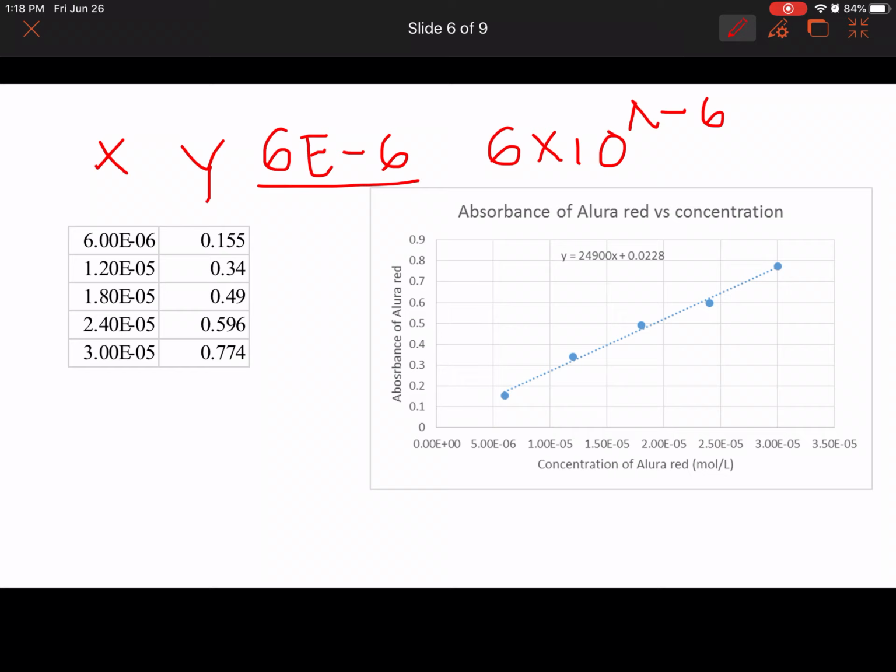That's simple. Okay, and then the absorbance values, and then construct your calibration curve, get the best fit line, and we need this equation to do the rest of our calculations. Y equals 24,900x plus 0.0228. Okay, don't use this.